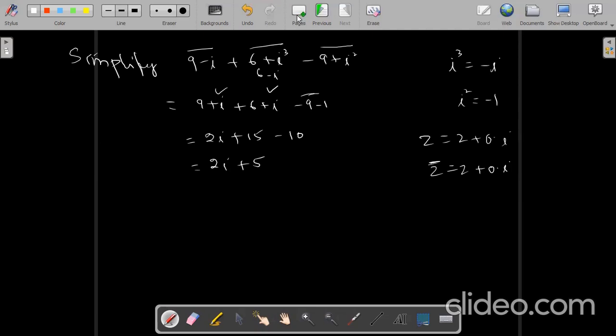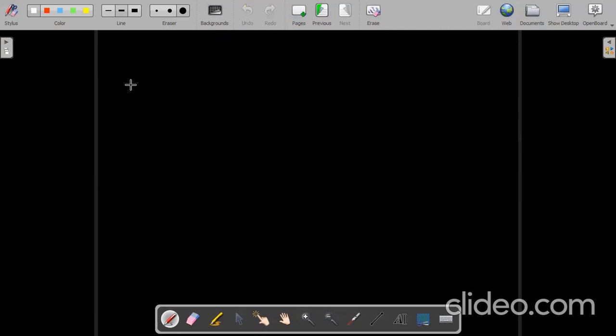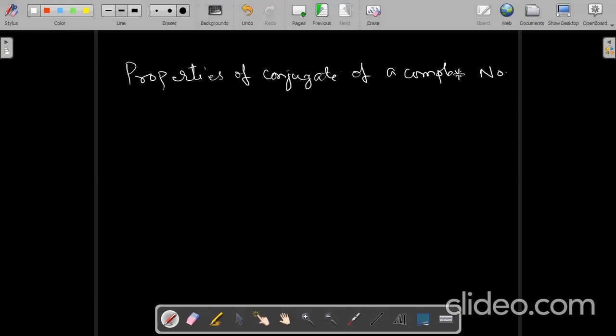So there are some properties of the conjugate that you should know. Properties of the conjugate of a complex number. Number one: if we take the conjugate, we are changing the sign plus to minus. Again, if we change minus to plus, we get the number itself. Taking the conjugate of a number two times will give you the number itself.